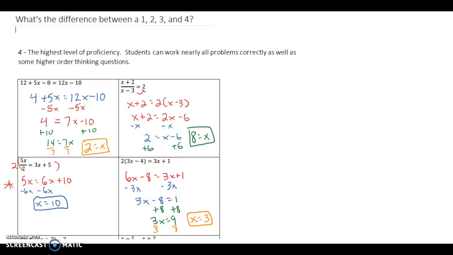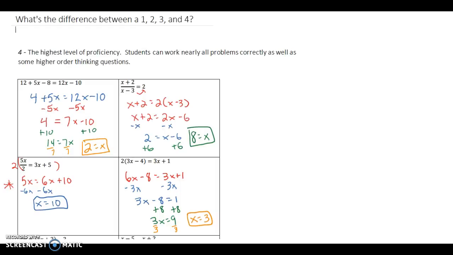What we're looking for is a lack of conceptual mistakes, that they're just not there. That if we make any mistakes, they're minor, they're minimal, and they're careless mistakes. If we see a ton of careless mistakes, we can't give that a 4 because it's not really a high level of proficiency. We're not attending to precision.